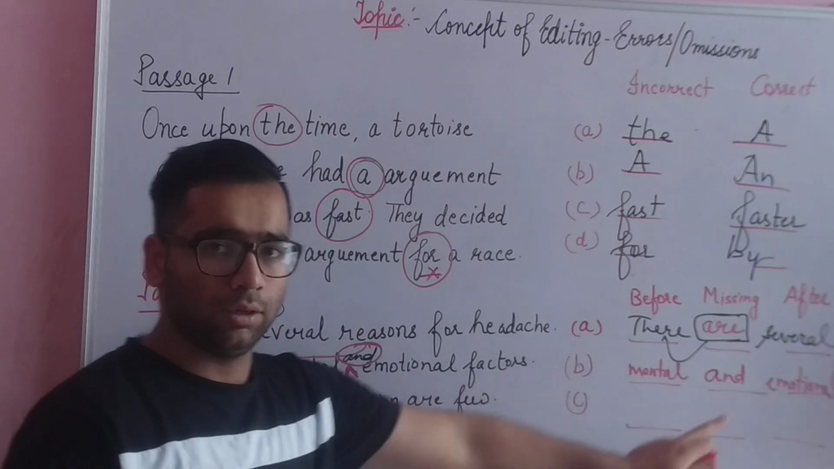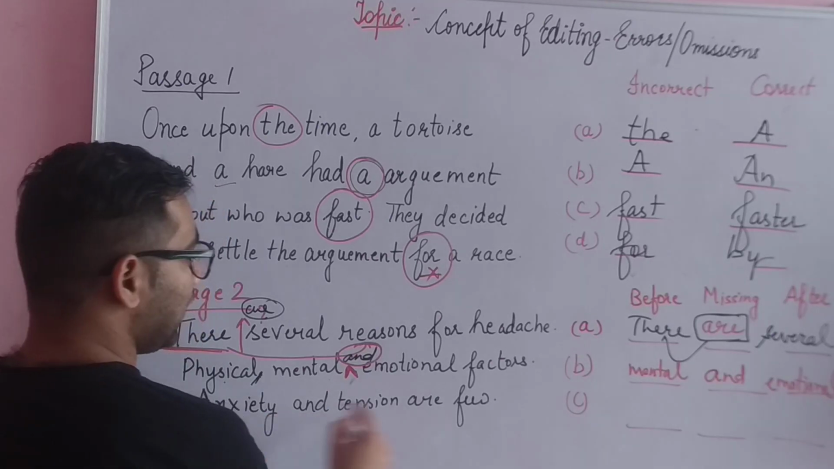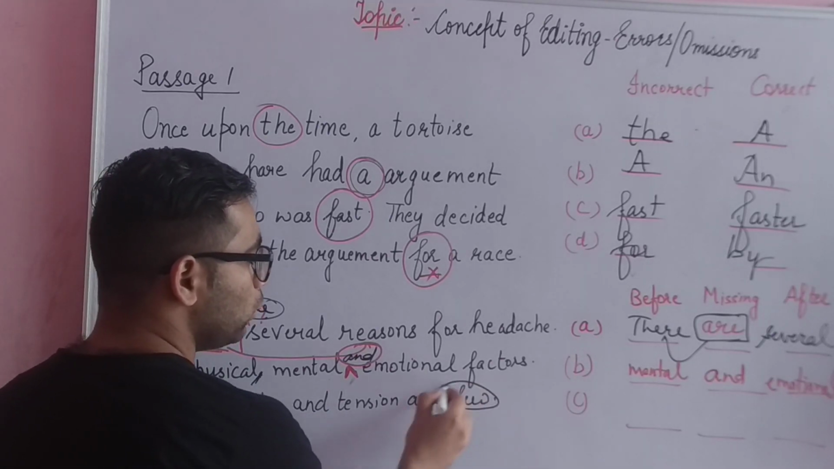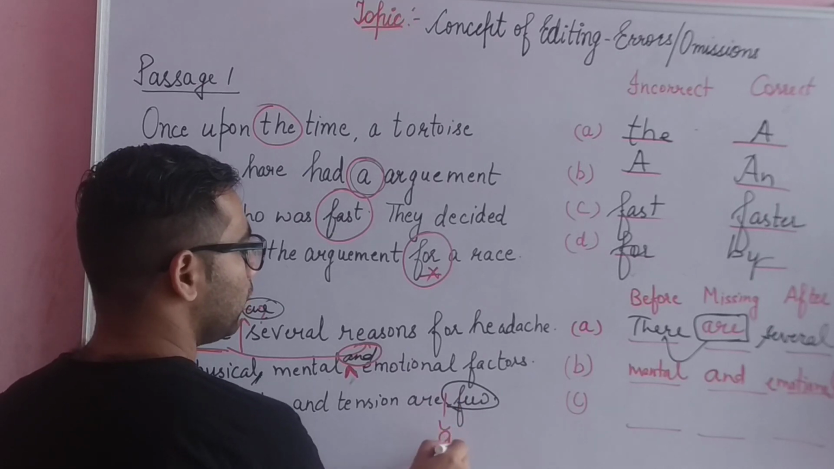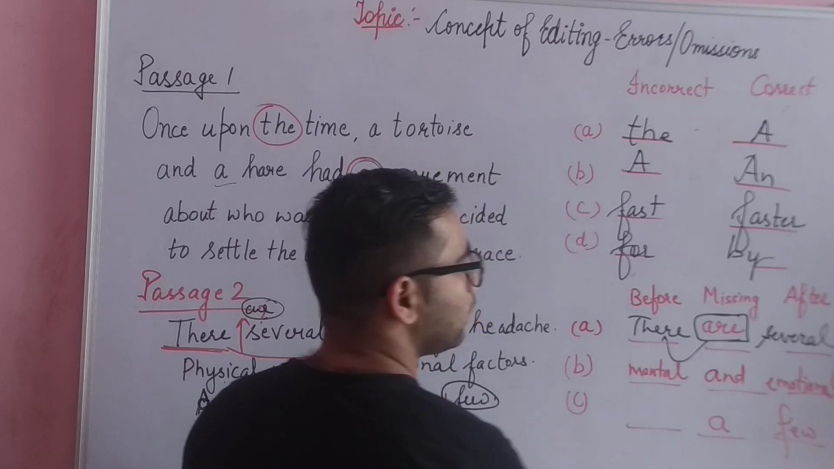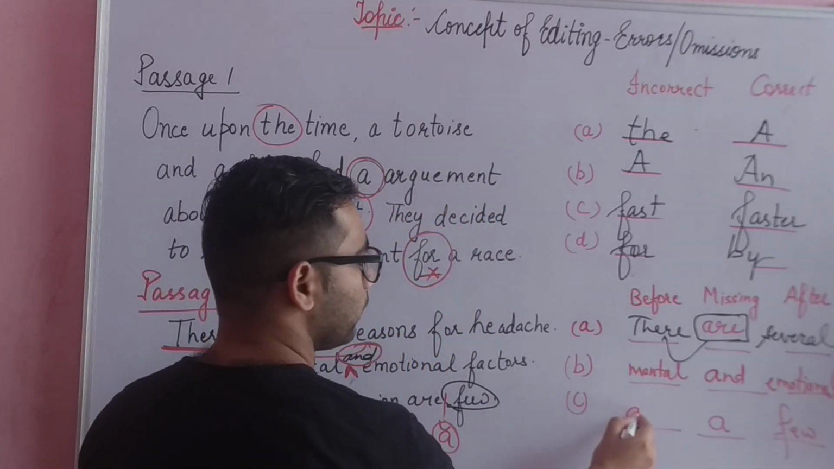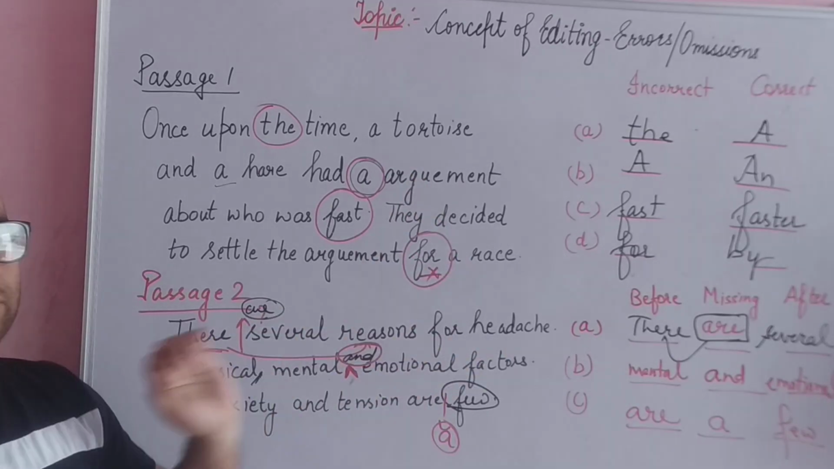And was missing. In the third line, anxiety and tension are few. Now here there will be something which you have to take care of. Anxiety and tension are few. Are few. There is something you need to take care of. Are a few. A is missing before that. Before few is are and after a is few. These two concepts are to be discussed.